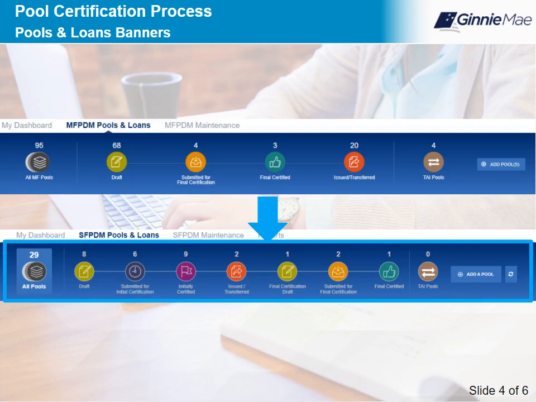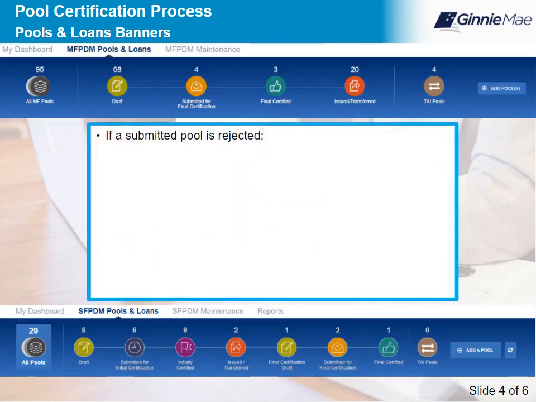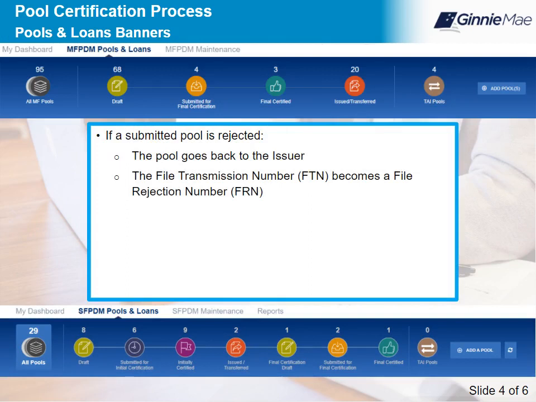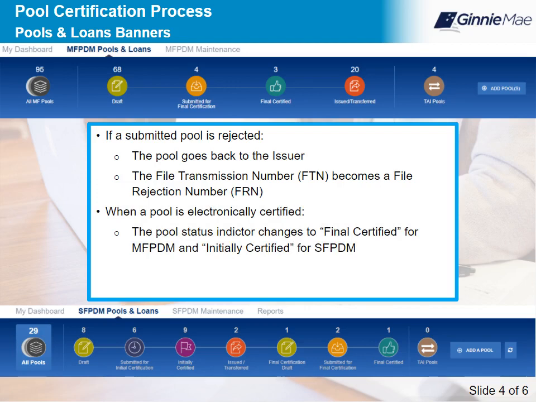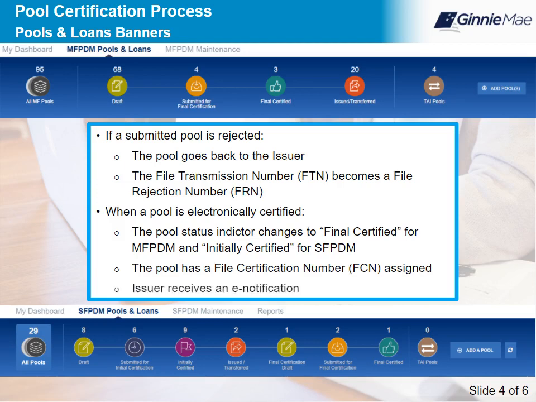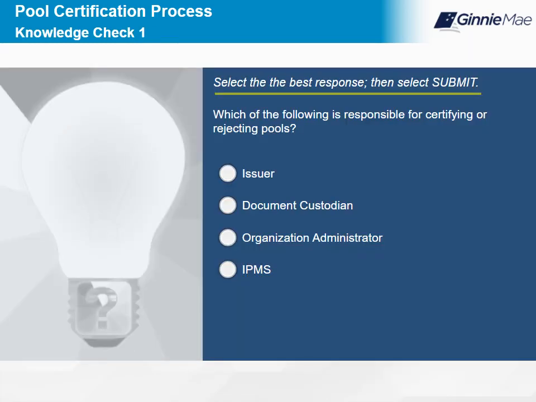As you can tell from comparing the 2 banners, there are more steps and information provided on the SFPDM Pools and Loans status banner. If a submitted pool is rejected, it goes back to the issuer and the file transmission number, FTN, becomes a file rejection number, FRN. When a pool is electronically certified, the pool status indicator on the blue header changes to Final Certified for MFPDM, or Initially Certified for SFPDM. The pool has a File Certification Number, FCN, assigned, and the issuer receives an e-notification. Select Next to continue.